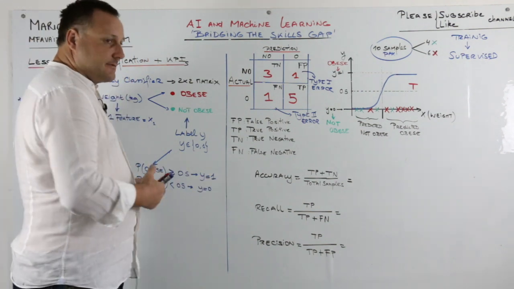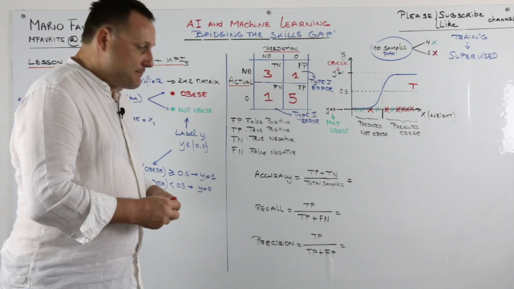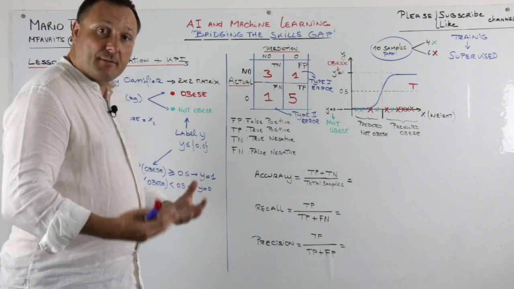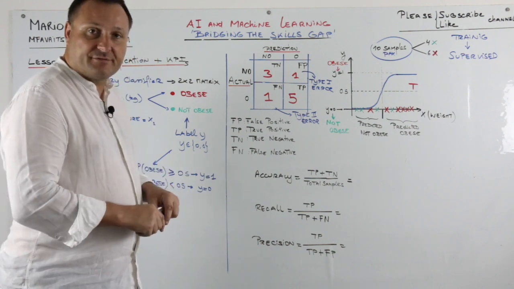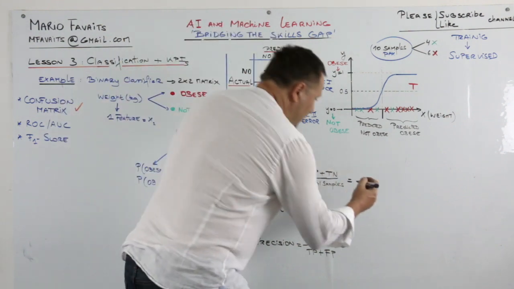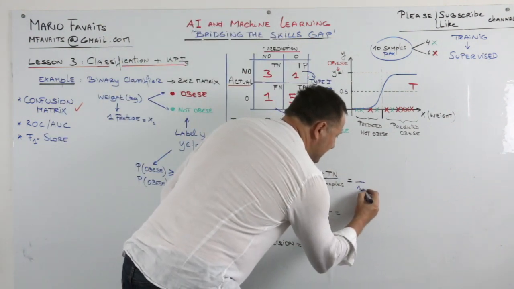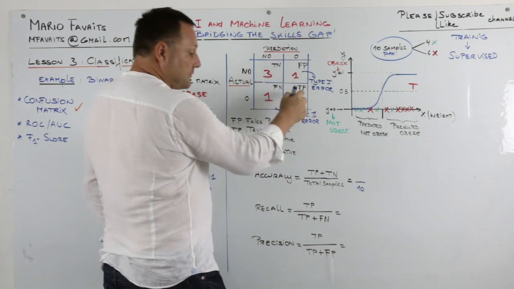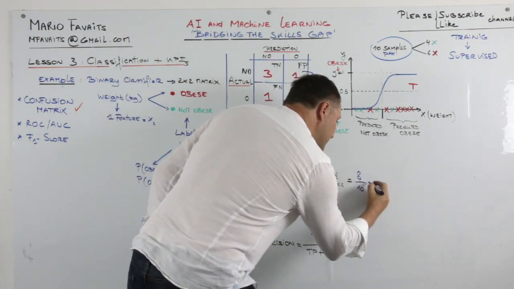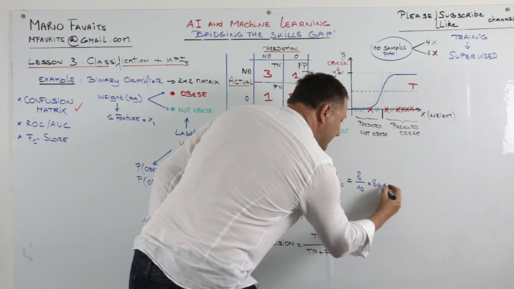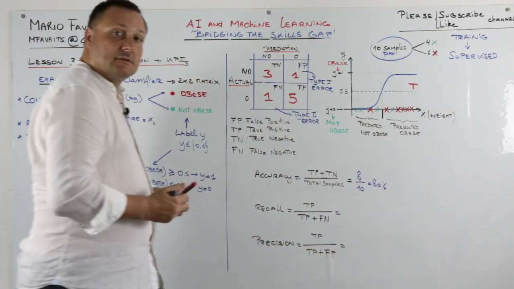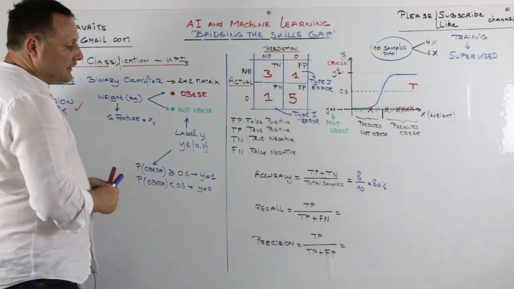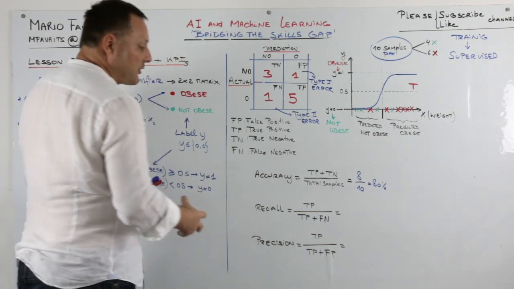Accuracy is, the logical KPI is out of all samples, how many did you classify correctly? So all samples here, we had 10 people, and we have 8 correct. The true negatives and the true positives were correct, so it's 8 out of 10, so it's 80%.